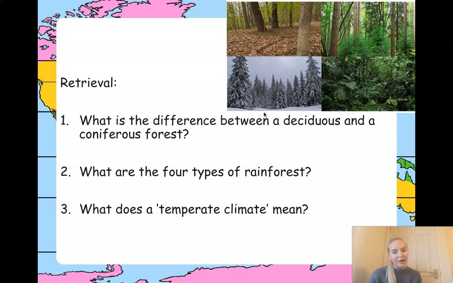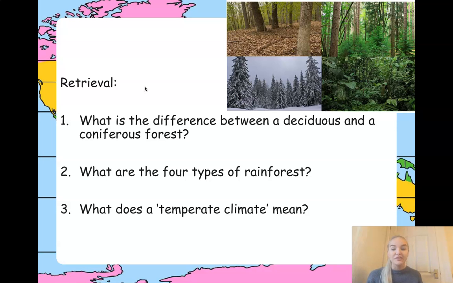Did you remember how much of the year were the temperatures, freezing temperatures in a boreal forest? Do you remember? Fantastic. So between 6 and 8 months of the whole year is when boreal forests were at freezing temperatures. So would we find them in the UK? Probably not, no. And finally, we have our tropical rainforest. Now, we're going to be learning a lot more about the climate of a tropical rainforest today.